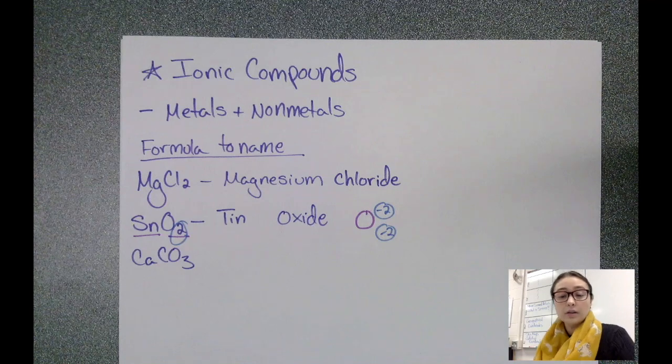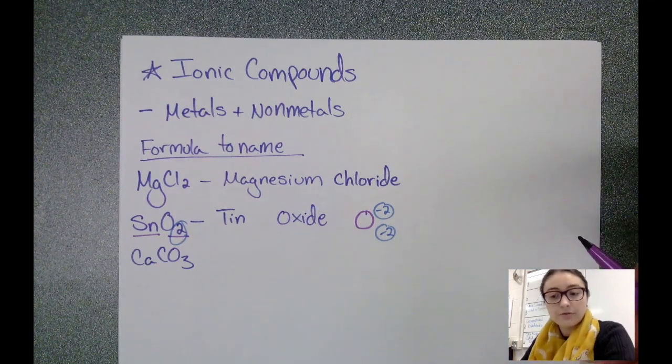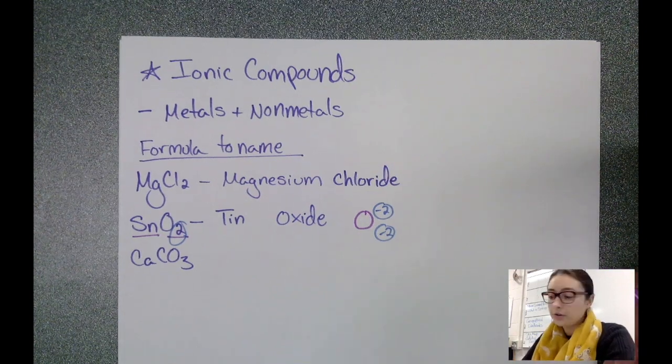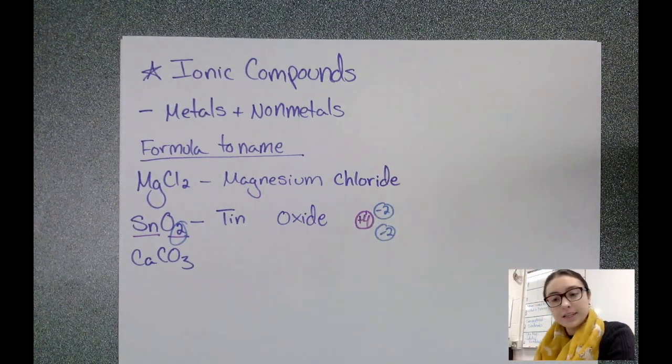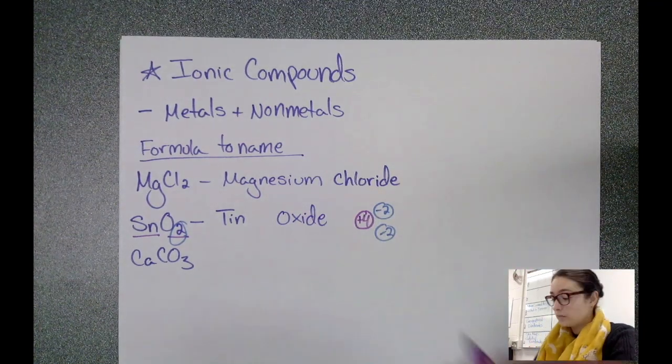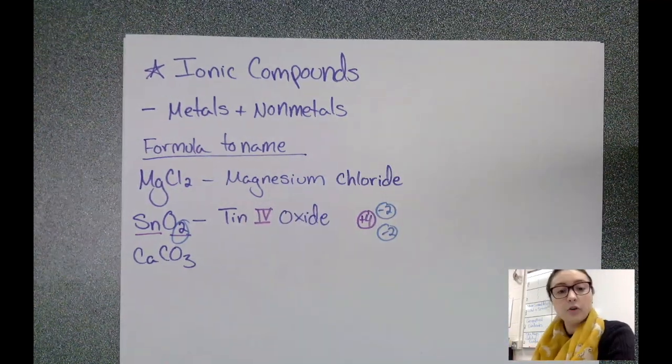Well, ionic compounds are always going to combine so that they form neutral compounds. So all of my charges have to add up to 0. The only way I can have charges add up to 0 is if my tin has a +4 charge. So then that means my Roman numerals are a 4, tin(IV) oxide.